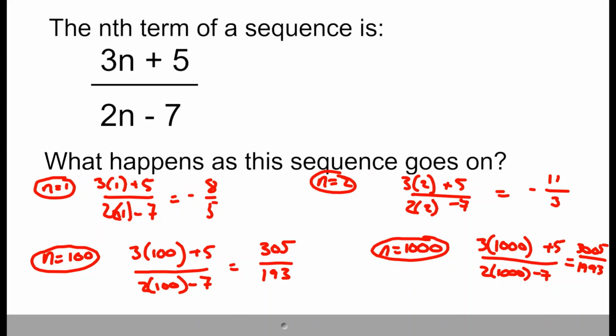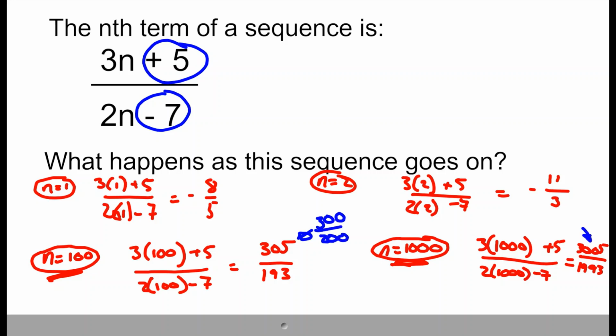So what do we notice about this? Well, as these numbers are getting bigger and bigger, the impact that this plus 5 and take away 7 has becomes less. You see here, it's pretty much 300 over 200. Here, it's near enough 3,000 over 2,000, and it's getting closer to that. And if we simplify both of those things, it's going down to 3 over 2.